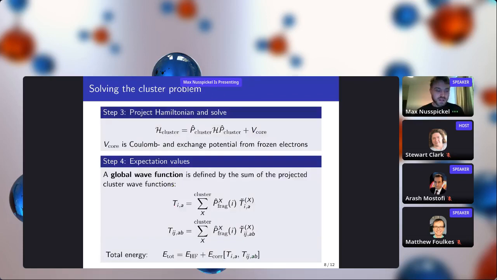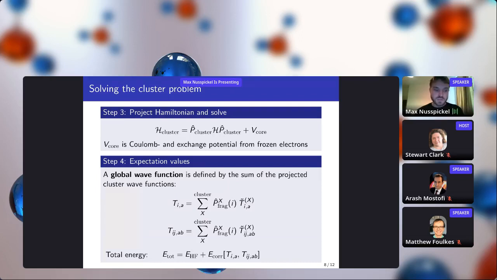Step 3 and 4 are fairly straightforward. Step 3, we just project into the active space that I just talked about, and then we have to consider that there are some core electrons which are frozen, which still contribute a Coulombic exchange potential. But then we can just solve this cluster Hamiltonian with coupled cluster.